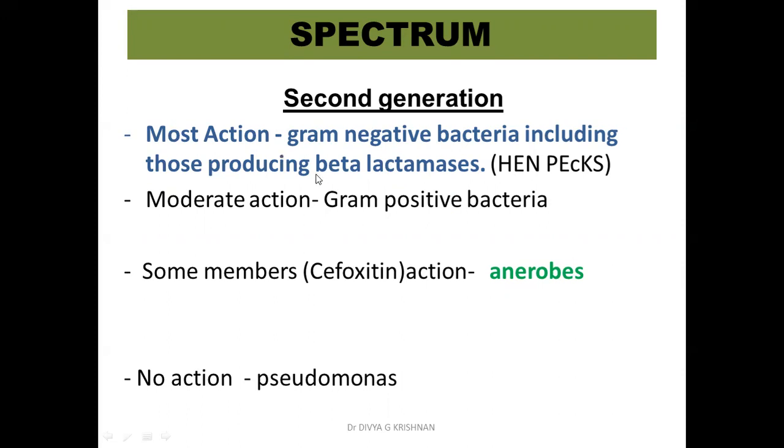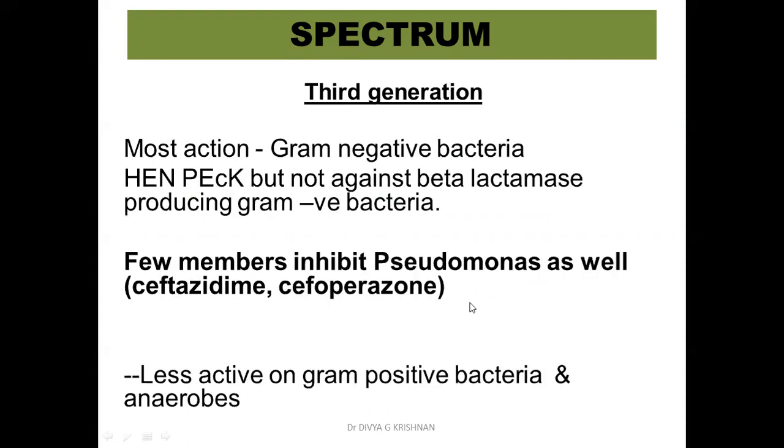So the principal action is mainly on the gram-negative bacteria, and some of the drugs of this category, like cefoxitin, are also active on anaerobes. Third generation, they are most active again on gram-negative bacteria, but they are not active against those producing beta-lactamases. So you have to clearly understand the difference in the spectrum of second and third generation. Both are active on the gram-negative bacteria, but third generation is not active against the beta-lactamase producing gram-negative ones.